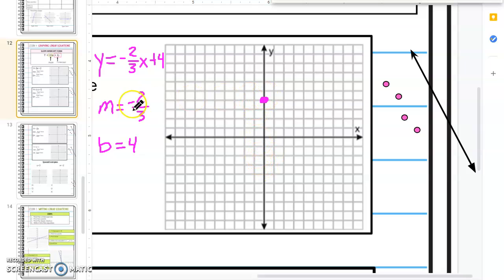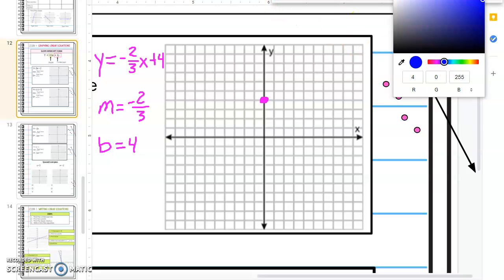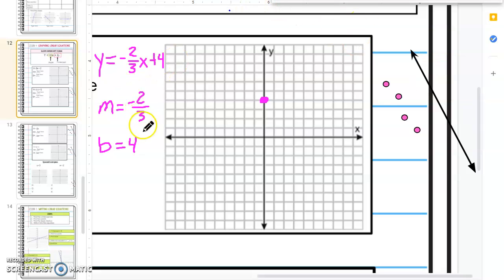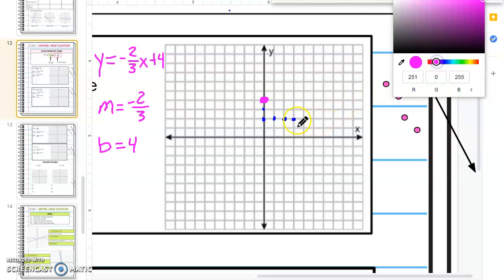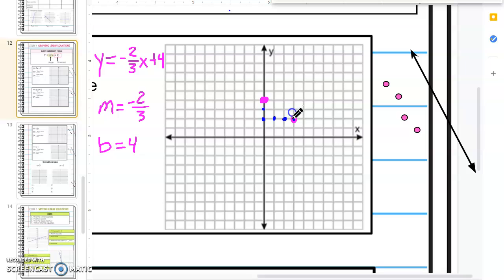All right, now from here, I can use my slope to find my next 2 points. So my slope is negative 2 over 3. So that negative 2 tells me that I need to go down because a negative slope goes down from left to right. So from this point, I'm going to go down 2, so 1, 2, and then over 3, 1, 2, 3. And right there, when I put that third dot, that is my next point.